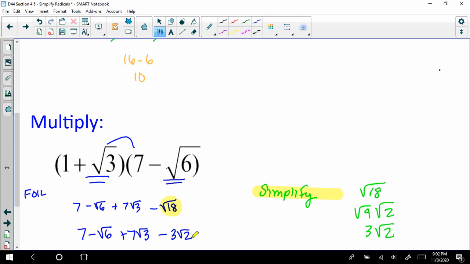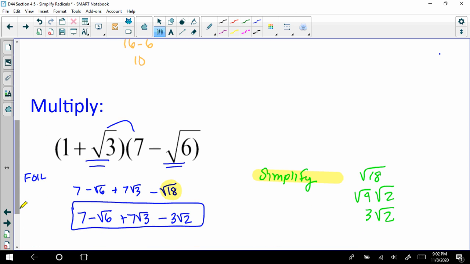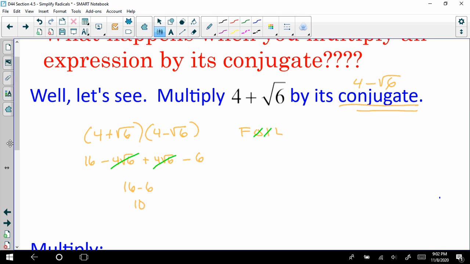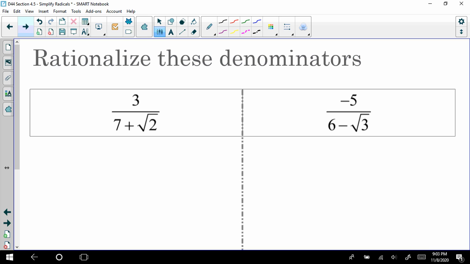Okay, none of those terms are like terms. Nothing canceled out. So you need to just be aware. If you are multiplying and the terms are not conjugates, all the terms matter. If you are multiplying conjugate expressions together, then you can count on the middle terms canceling out. All right, I do believe we have a couple practice problems next.